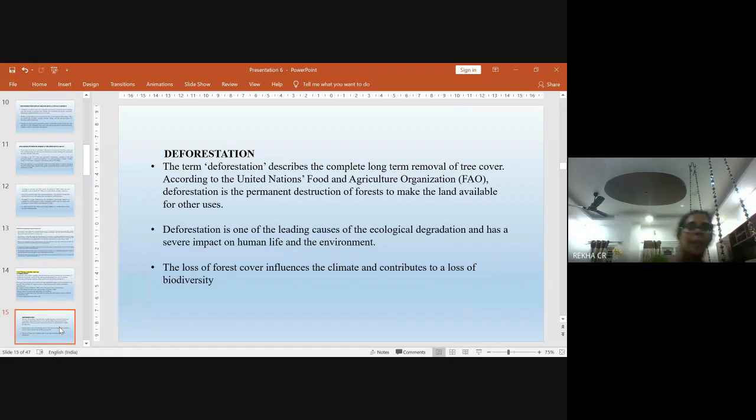Sorry for disturbance. So deforestation. So the term deforestation, it describes the complete long-term removal of tree cover. So according to the United Nations Food and Agriculture Organization, deforestation is the permanent destruction of forests to make the land available for other uses. Deforestation is one of the leading causes of the ecological degradation and has a severe impact on human life and environment. So the loss of forest cover influences the climate and contributes to a loss of biodiversity.